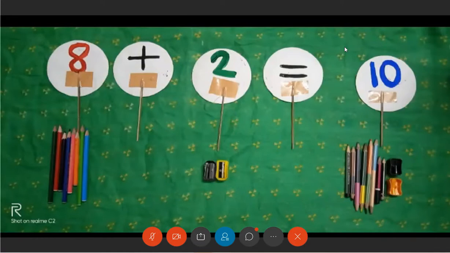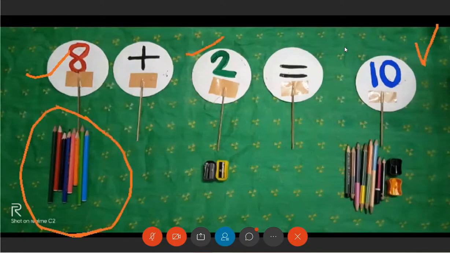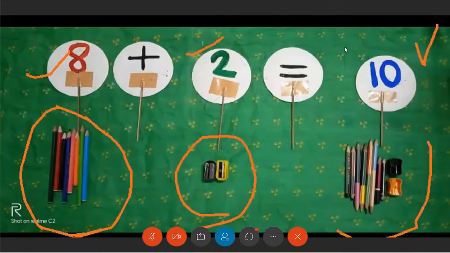One more activity. The same activity you can do with another number. 8 plus 2 is equal to 10. So 8 pencils are there and 2 sharpeners are there and the total is 10. Got it, children? Yes.